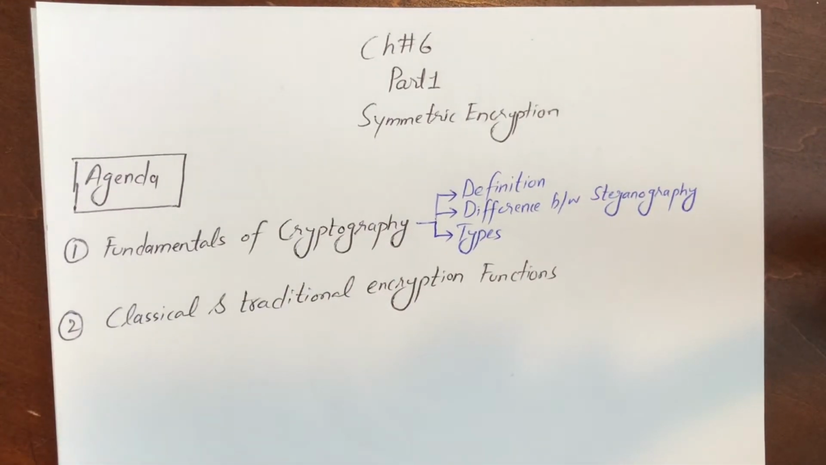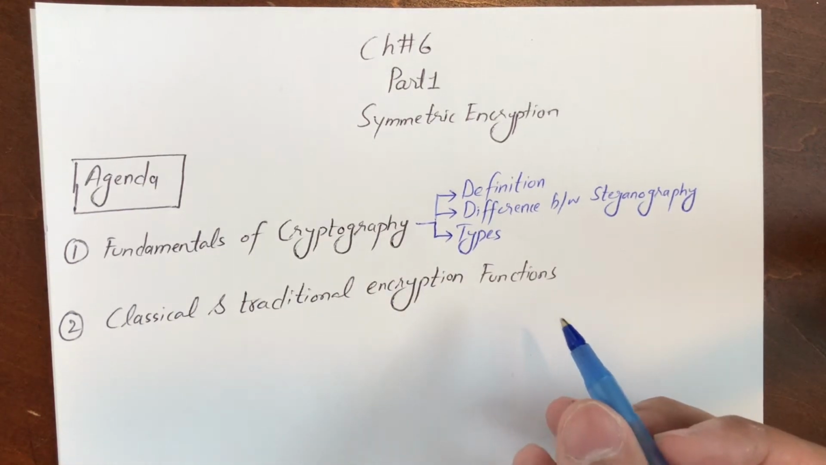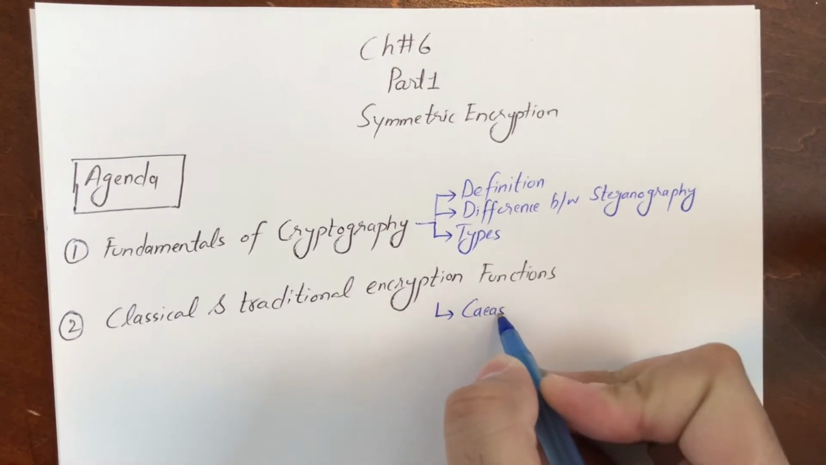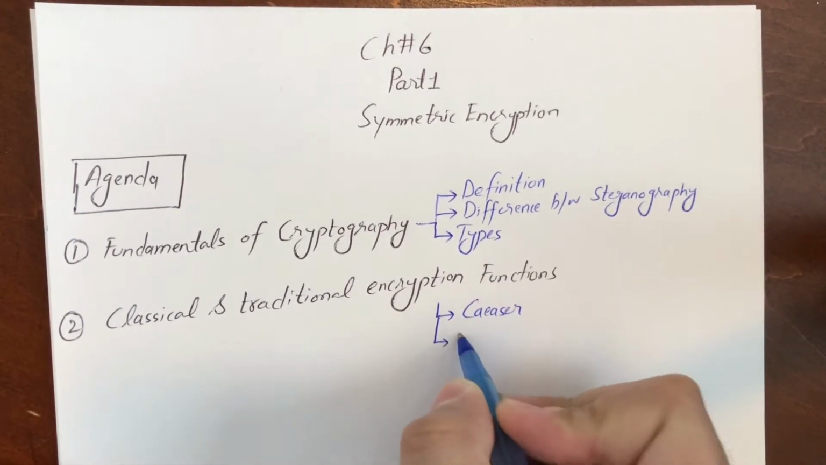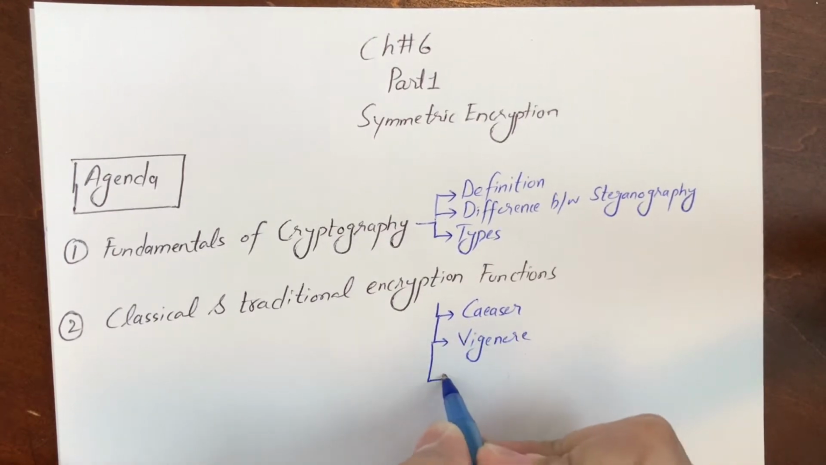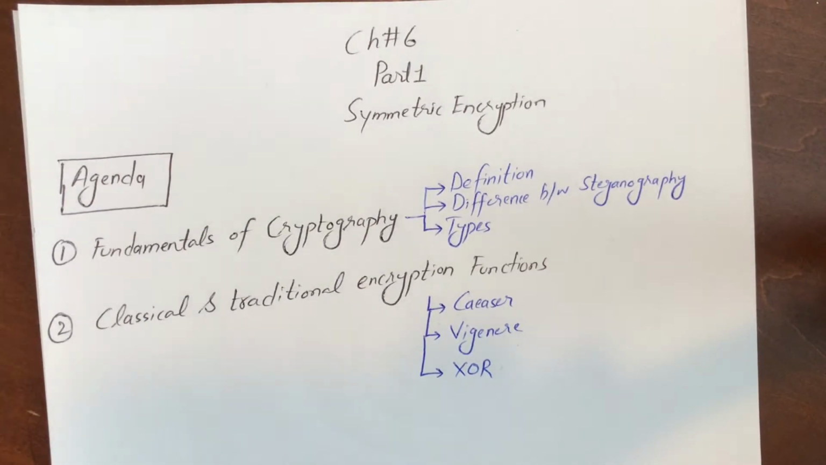There are mainly two types, symmetric and asymmetric. This chapter is about symmetric. I'll give you an overview of asymmetric as well. Then we'll discuss some classical, traditional, and digital techniques of the functions. Specifically, we're going to discuss Caesar cipher. We'll discuss Vigenere cipher. And we will also discuss the exclusive OR function, like what's the role of the XOR function in cryptography.